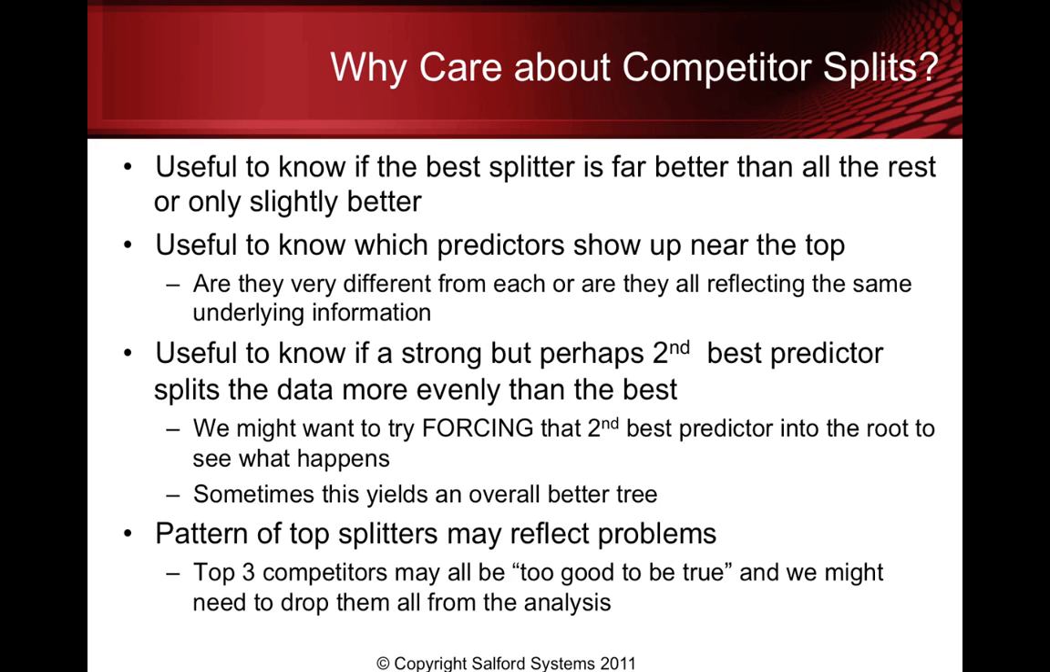The pattern of the top splitters may reflect problems. For example, you may find that there are several very strong variables that all have very similar improvements, and they're all so good that you have to label them as too good to be true. If that's the case, rather than trying to remove these one at a time as you build models, look at the list of competitors in the root node and see if you actually have not just one problem variable, but a collection of them. This will save you time and effort, and you can remove them all together.